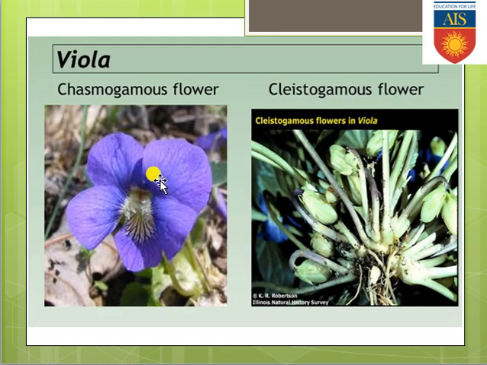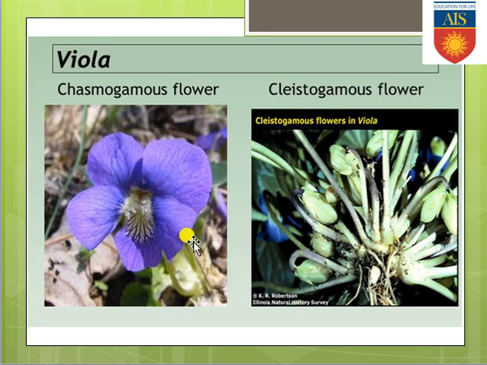This is the slide where you can see the flower structure. This is the chasmogamous flower where the petals are opened, and this is the cleistogamous flower which is found in case of viola. And here you can see all of the flowers remain closed. They are present in the bud condition, so that the anther and stigma are all present inside, and only self-pollination can happen. Cross-pollination can't take place. So this is the difference between chasmogamous and cleistogamous flower structure.